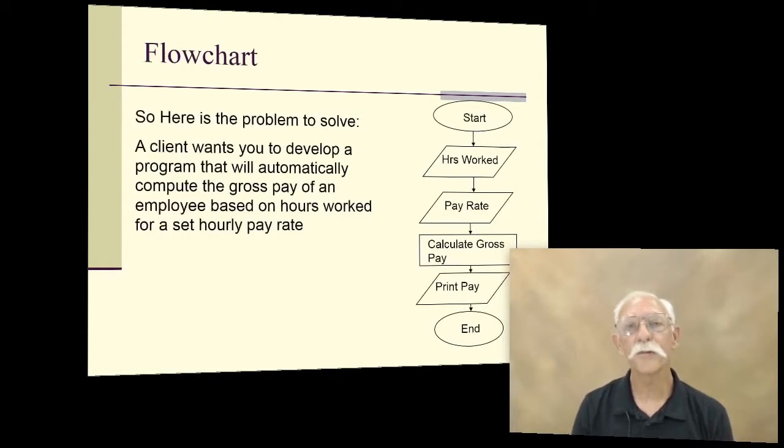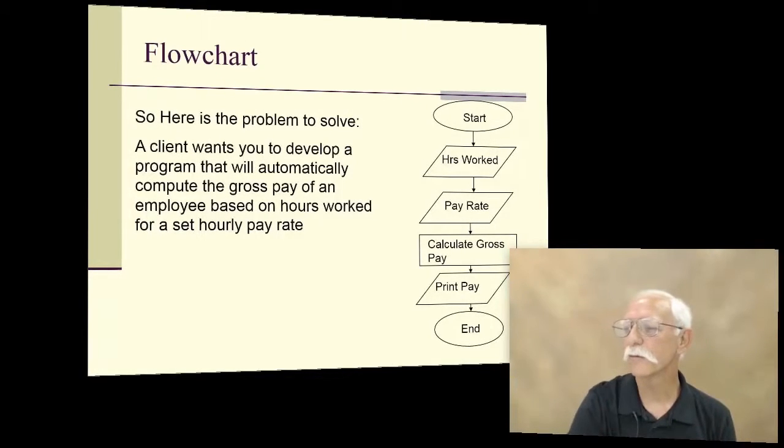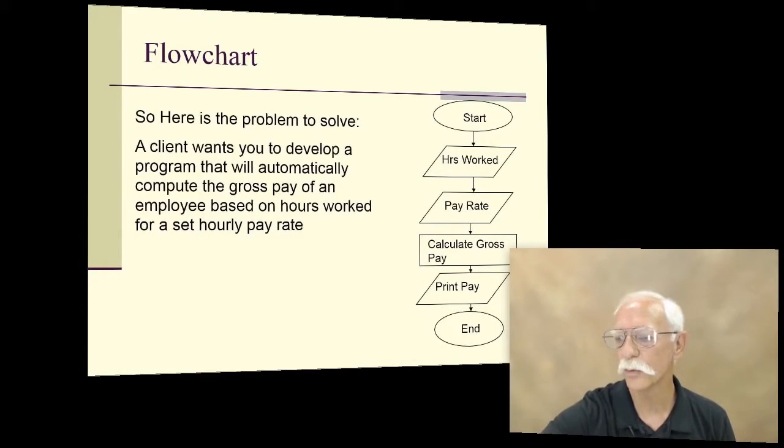Okay, you remember the flow charts. You may have seen that in our previous segment. So here I've got a program for you to solve. The client wants you to develop a program that automatically computes the gross pay. So now what we're going to do is we're going to write this. We've figured out from the client what they want. We have done our homework. We have set up our algorithm. And now we've got our flow chart over here. Now we're going to write a program.